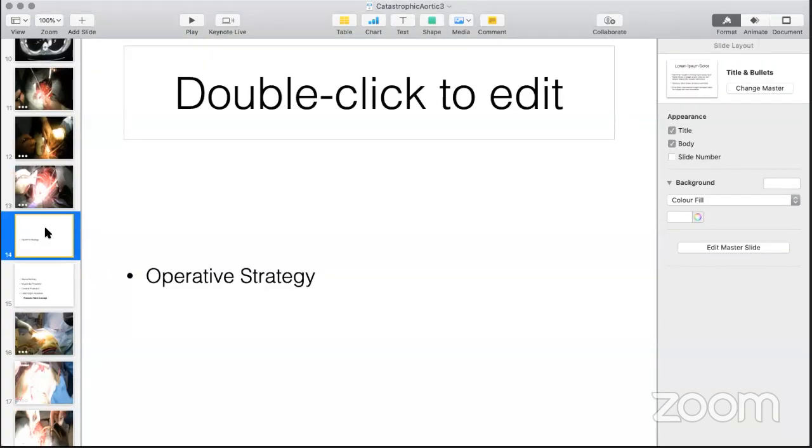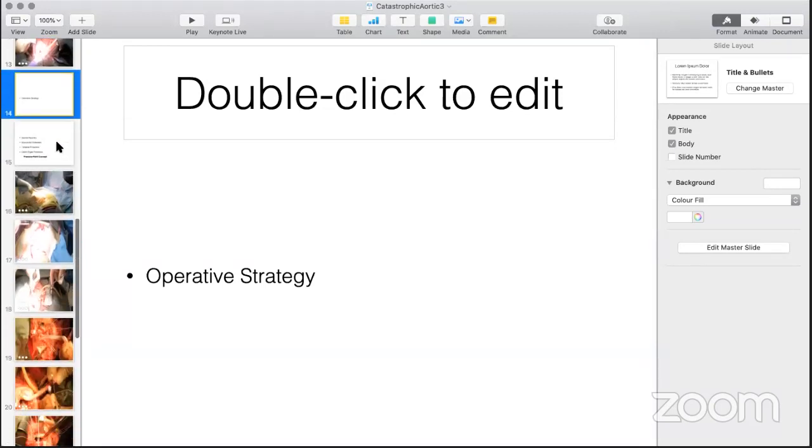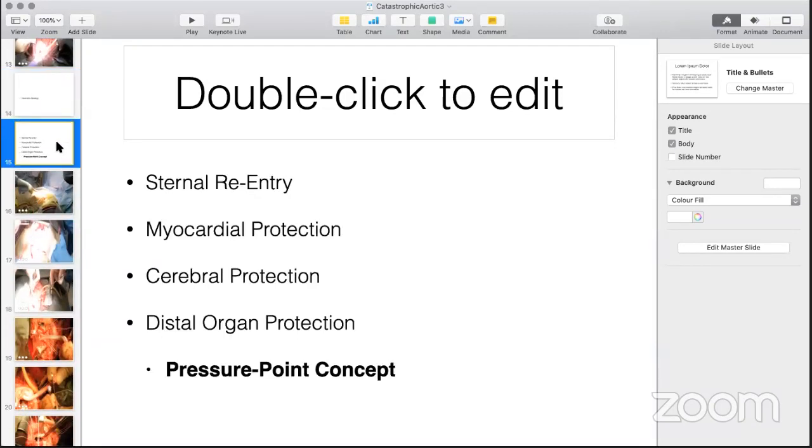So what are we going to do with this guy? Again, we're back to the issues that we've talked about previously. We've got sternal reentry, myocardial protection, cerebral protection, distal organ protection. So how are we going to plan an operation for this guy that's going to end up being safe? So sternal reentry. Can we get into this mediastinum safely with no adjuncts? Well, I would say from the CT scans, not. So we're going to have to do the same things that we did before.